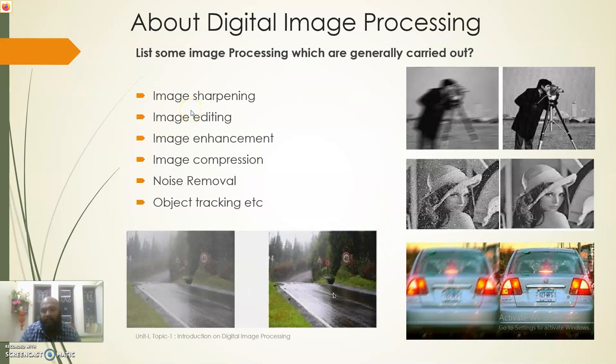The first one is image sharpening, that is improving, enhancing the quality of the image. Next is editing, creating some edits in the image, in the pixel, in a particular pattern or particular object in the image, red eye removal. So like that, image editing.